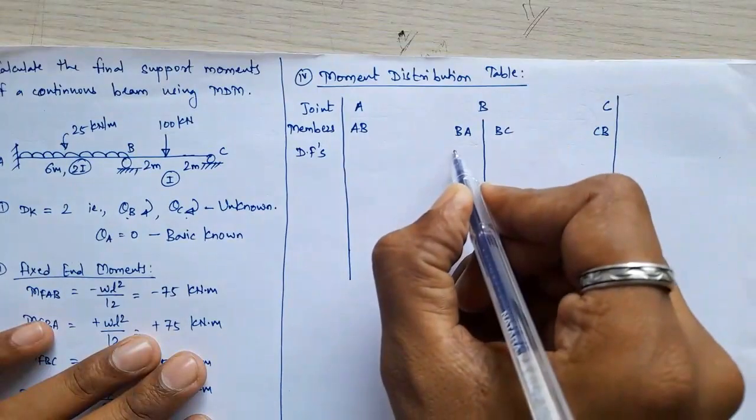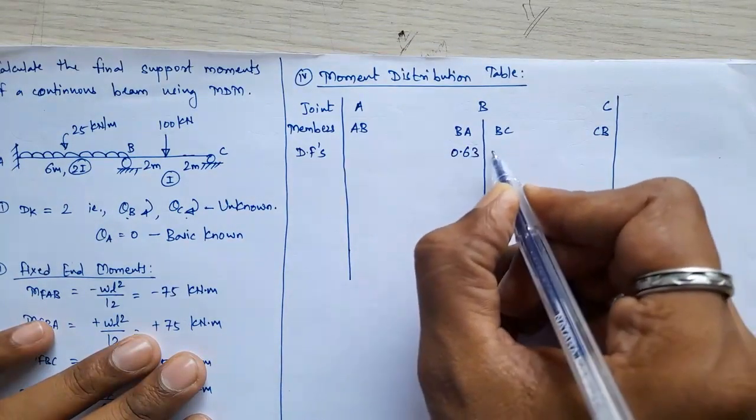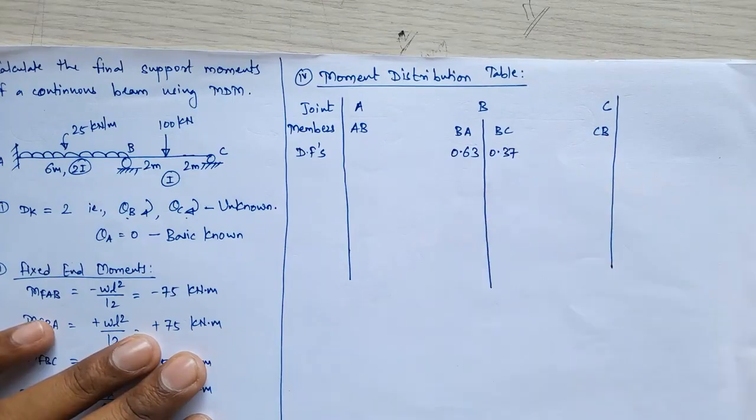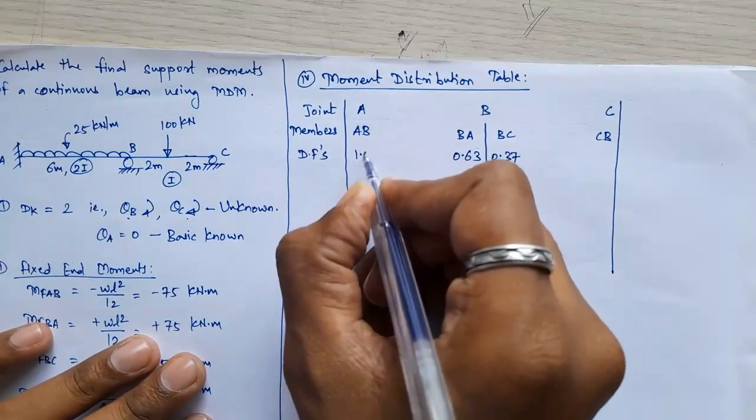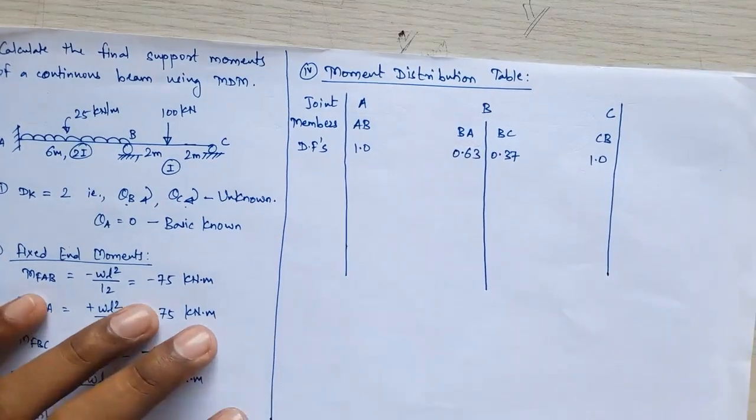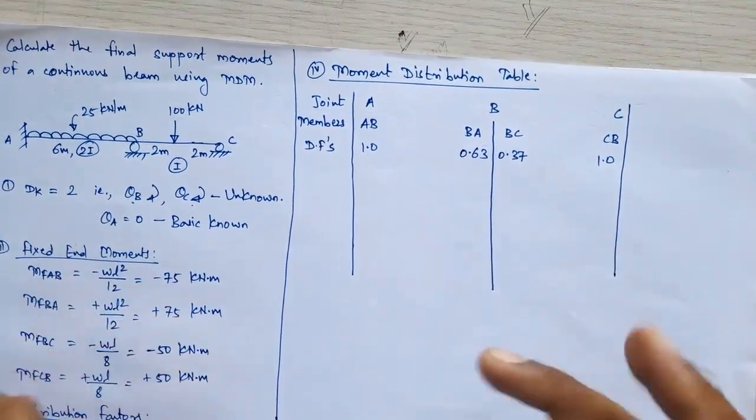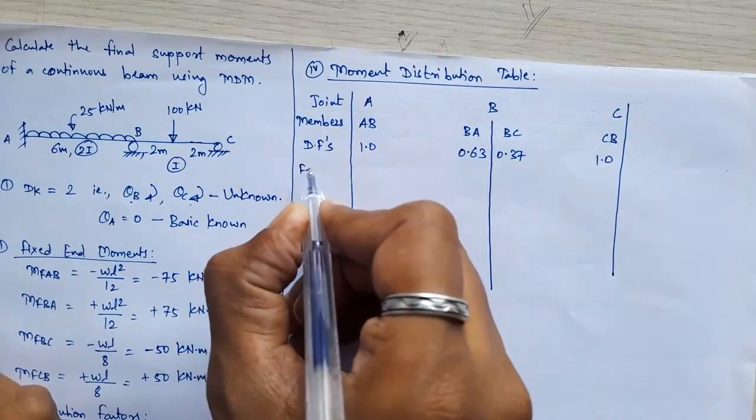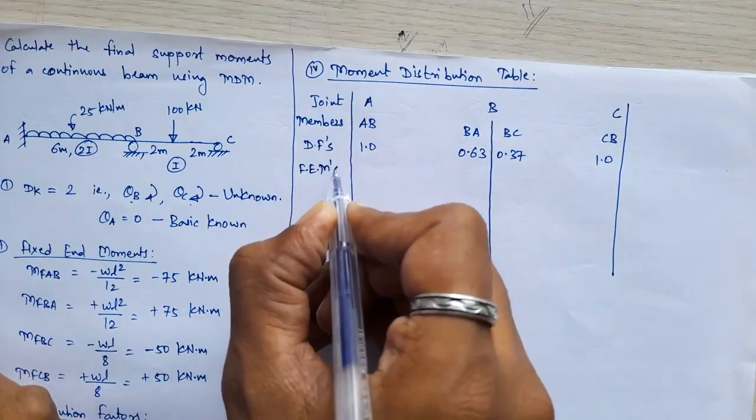So I am writing here 0.63 for BA and 0.37 for BC. For a single jointed member, your distribution factor will always remain equal to 1, as I have told you earlier. Then after DF you will be writing the fixed end moments over there. You have calculated that in this step.